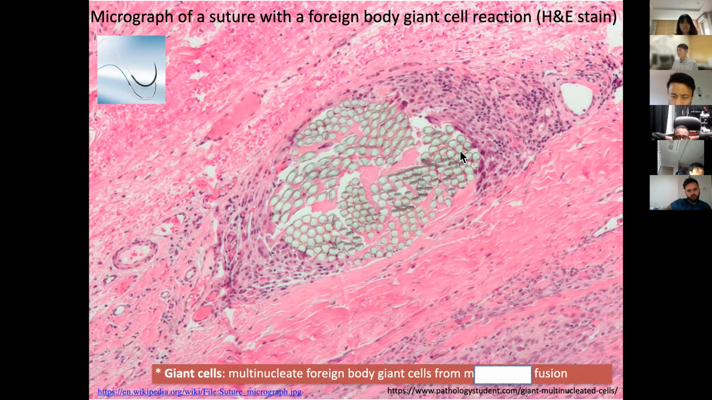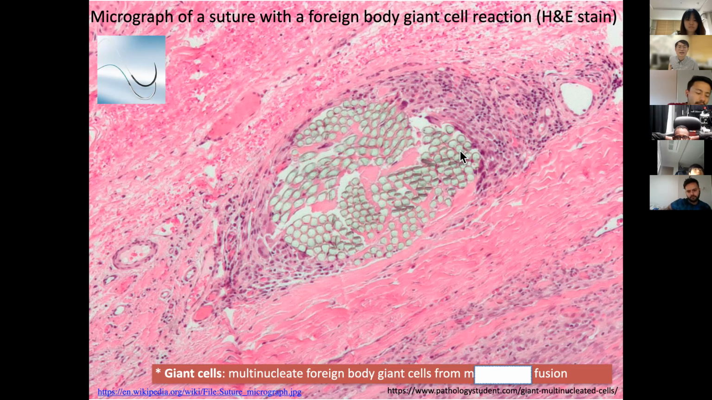Okay, so that we identify giant cells. What does that giant cell mean? Multiple cells will actually fuse together, so it results in multiple nuclei. So multinucleate foreign body giant cells form from macrophage fusion.